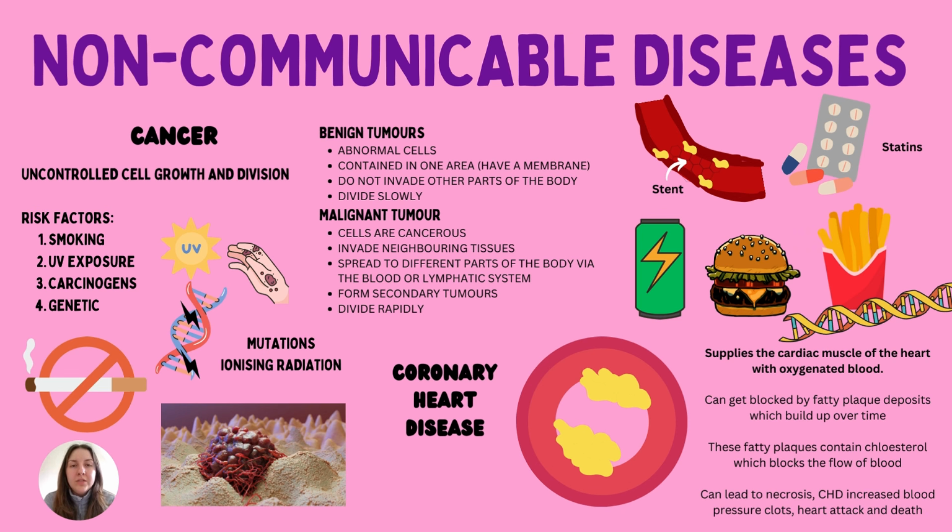These can include different cells, some of which are cancerous and some of which are not. So benign tumors are non-cancerous cells that are classified as abnormal and can later become malignant tumors or cancerous cells. They are, however, contained in one area and have a membrane that encapsulates them. They divide slowly and do not invade other parts of the body.